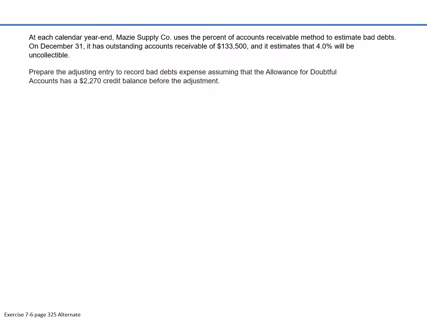All right, so same problem here. Why don't you take a moment and see if you can figure this out on your own, and then we can resume and go through the solution.